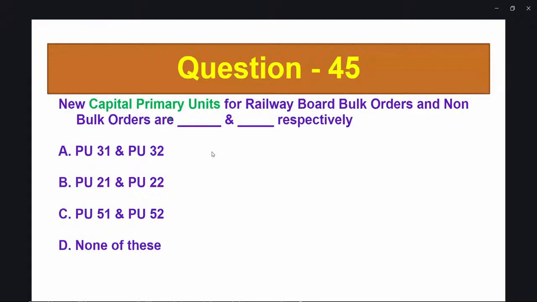This is new capital primary units on railway board bulk orders. Yesterday we discussed it in the RSP topic. So we'll focus on the recent railway board instructions because the question paper setter is attracting the new policy developments. Yes, it is PU 31 and 32. Okay, these are the capital primary units.